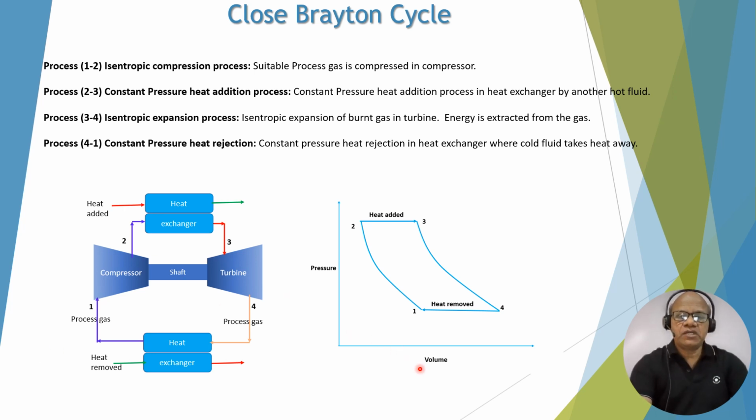On the PV diagram, you can see again process 1-2 is a compression process, isentropic compression. 2-3 is a heat addition process at constant pressure. 3-4 is an isentropic expansion process, and 4-1 is a constant pressure heat rejection or removal process.